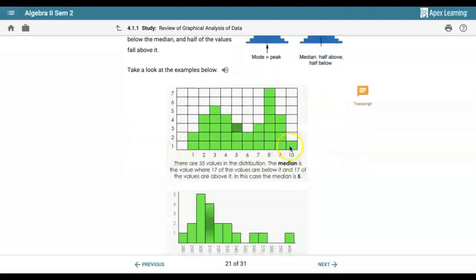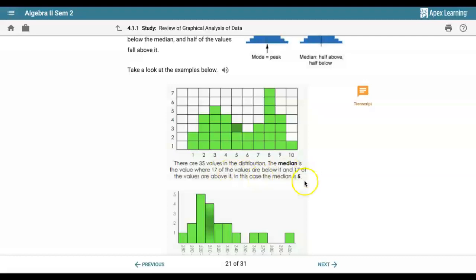If our histogram was broken up by specifics here, our median is of course going to be halfway between the values. There are 35 values in the distribution, counting each block as 1. We need to go where there are 17 values below it and 17 values above it, that middle value there.